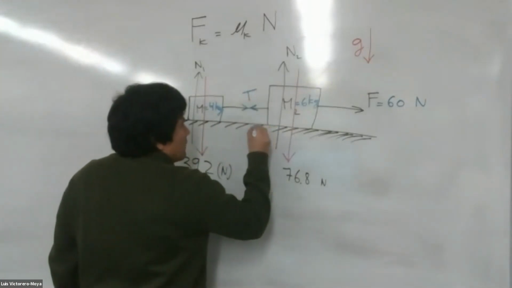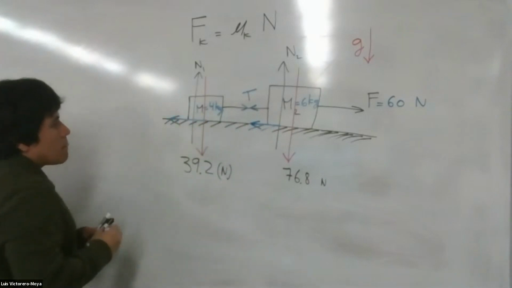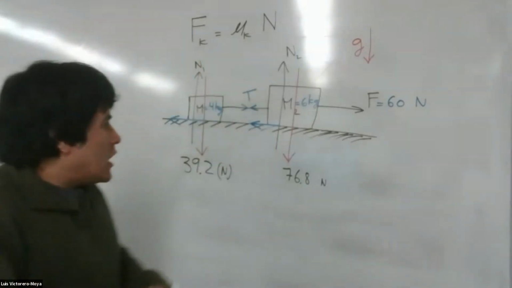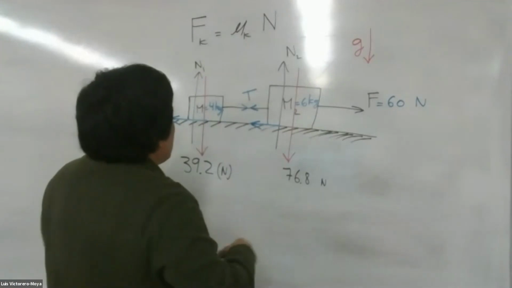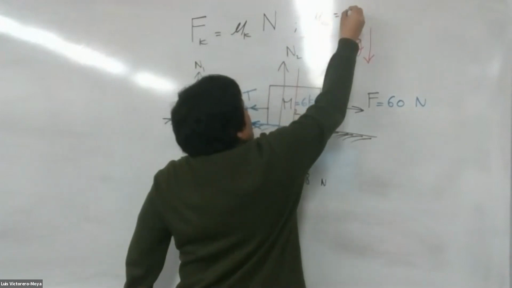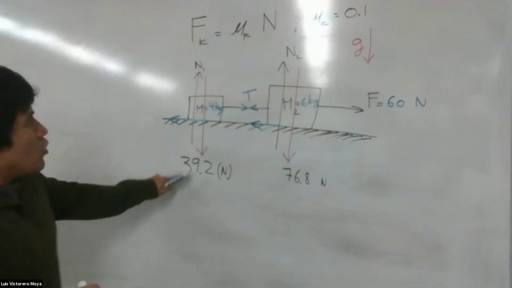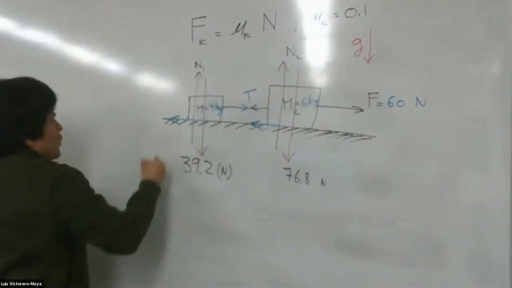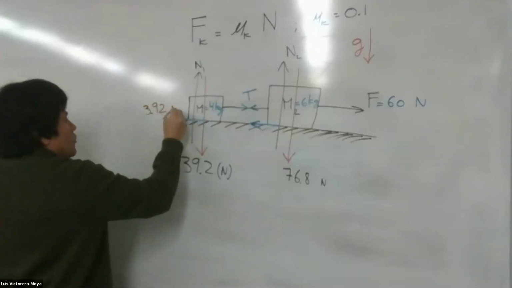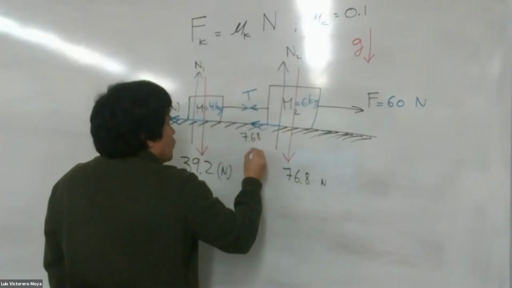There is friction here. There is friction here. Kinetic, and mu k, I'm just going to give it 0.1, just to make it easy. So let's suppose mu k was equal to 0.1. That's dimensionless. So 39.2 times 0.1, the friction here will be 3.92 newtons, and the force here will be 7.68 newtons.